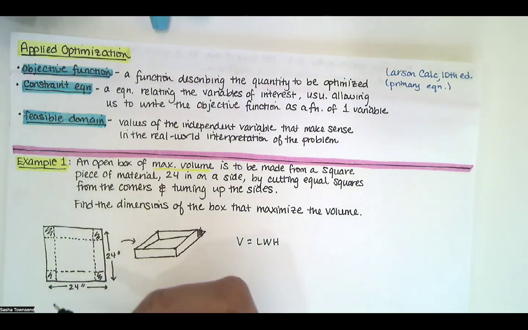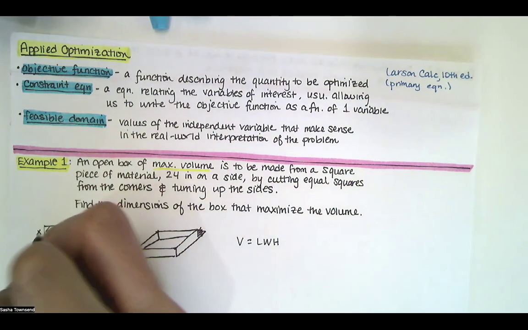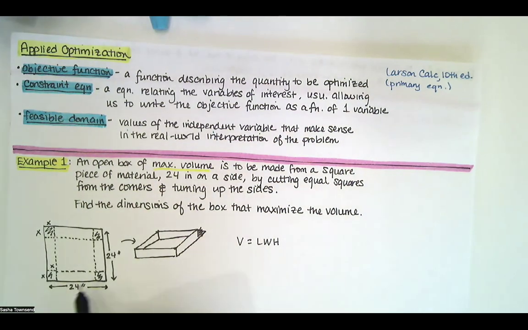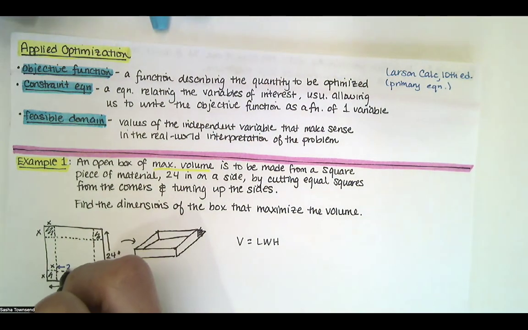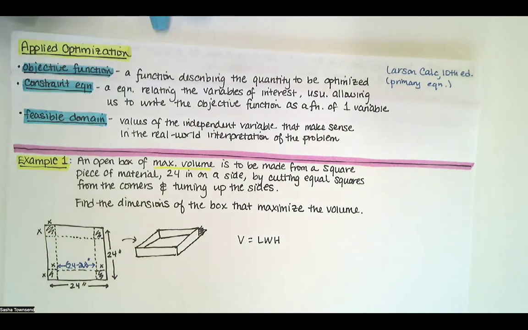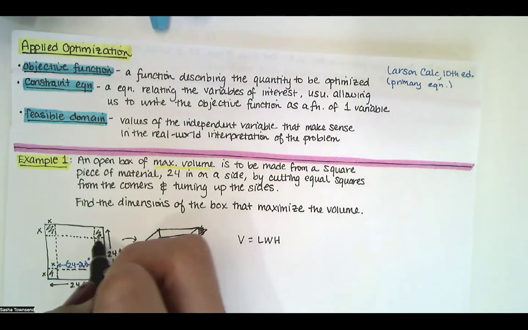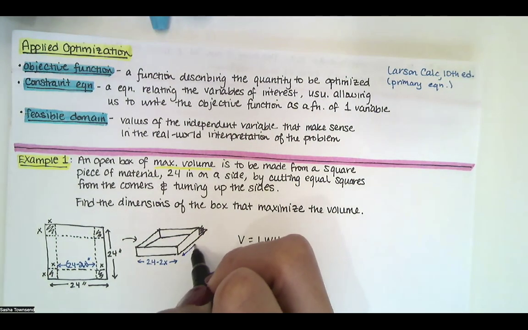But the squares could be any size as long as that X value is between 0 and 12 inches, right? And so I'll call X that length there. And since it's a square, this is X by X. This is X and this is X. And if that length is X and that length is X, then this length in the middle must be 24 minus 2X inches, because I've got an X there and an X there that I took off. And since it's square, this is also going to be 24 minus 2X.